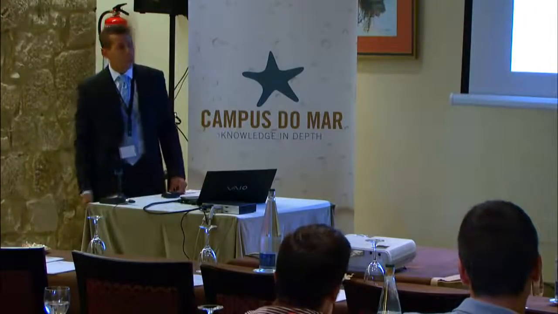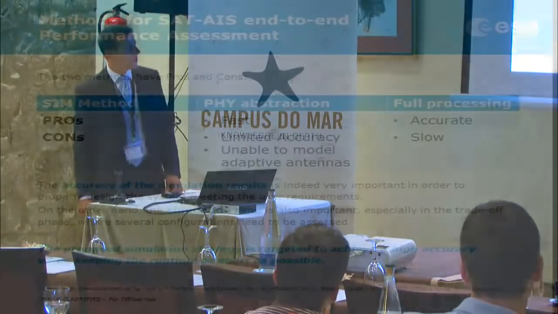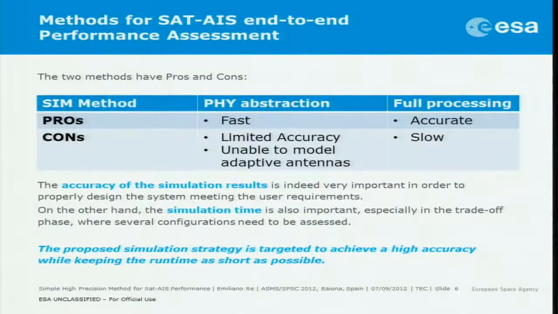So indeed, we have pros and cons of the two approaches. The physical layer abstraction is indeed a quite fast method. So it's, let's say, probably better for running trade-offs. But the problem is that the accuracy of this modeling can be limited. And the second point is that it's quite difficult to simulate adaptive beamforming algorithms.